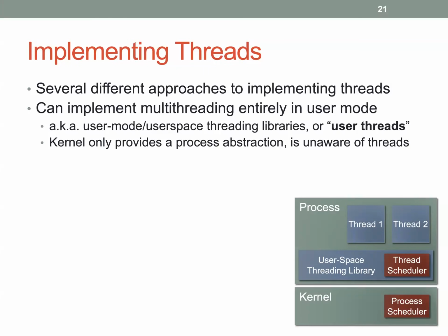But anyway, the kernel is only providing processes. Okay, notice down here on the picture, it's only providing processes with all the strengths and limitations of that. The threading library is in the process providing thread scheduling.